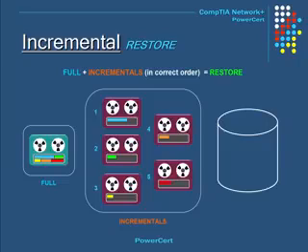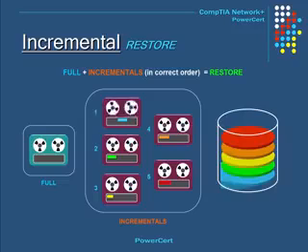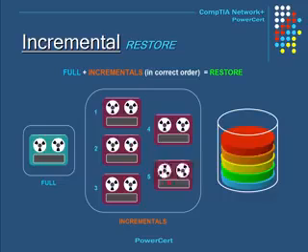So for example, here we have a full backup tape and a week's worth of incremental backups. We'll go ahead and restore the full backup tape first, and then we'll restore the incrementals from Monday through Friday in the correct order. And now we have a full restore of our data for that week.